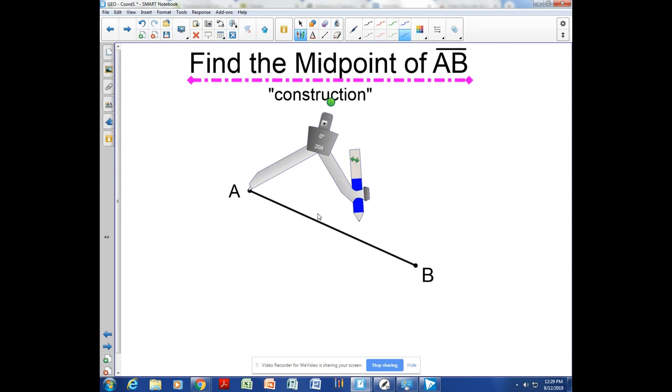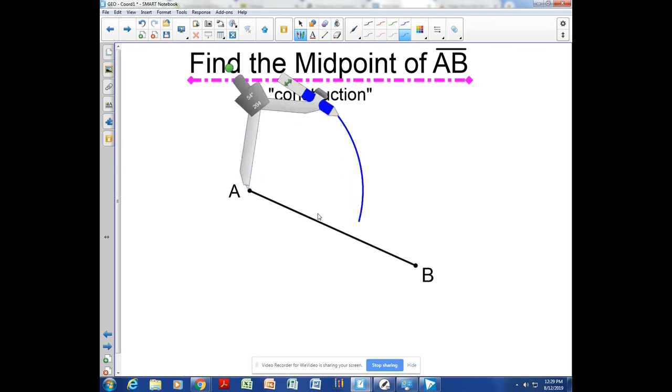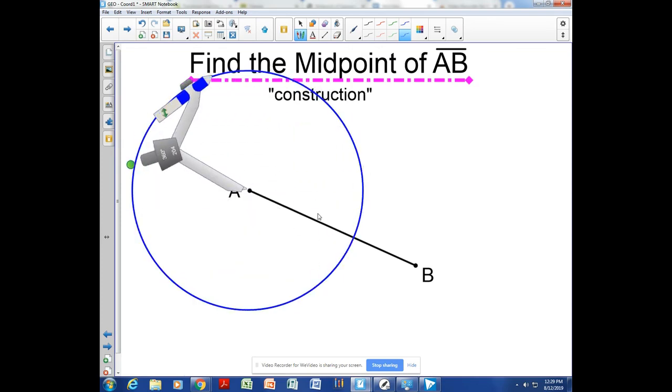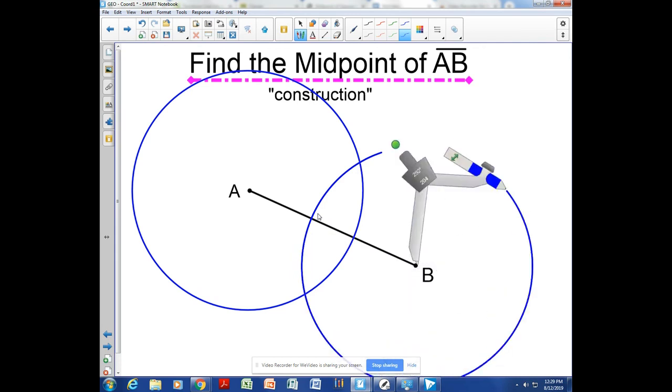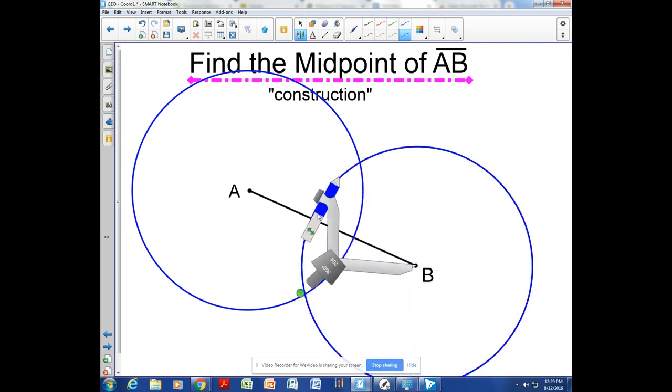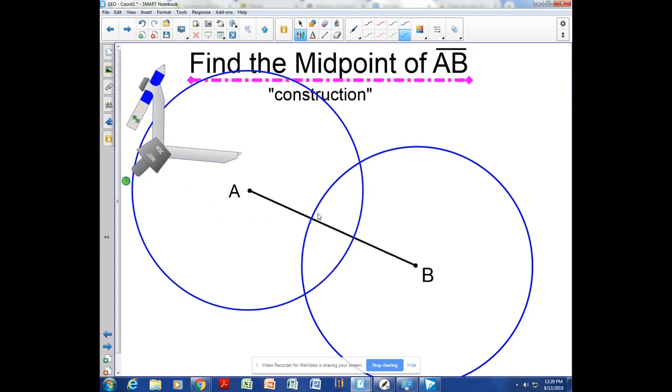And at this point, I could create circle A. It's called circle A because A is the center of the circle. Now, using exactly the same size circle, so I don't want to open or close my compass, I'm going to go to point B and make circle B. We now have two congruent circles that intersect.